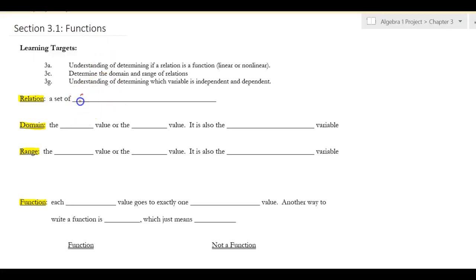So a relation is a set of ordered pairs. So 2, 5, 3, 6, 1, -2. That's a relation. Okay. Whenever I graph anything, it's going to be a relation, and we will work on some graphing.